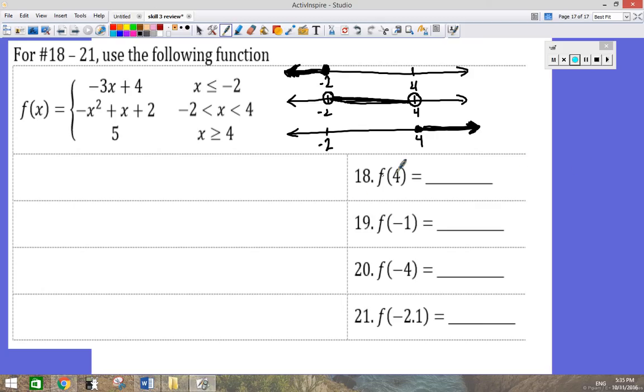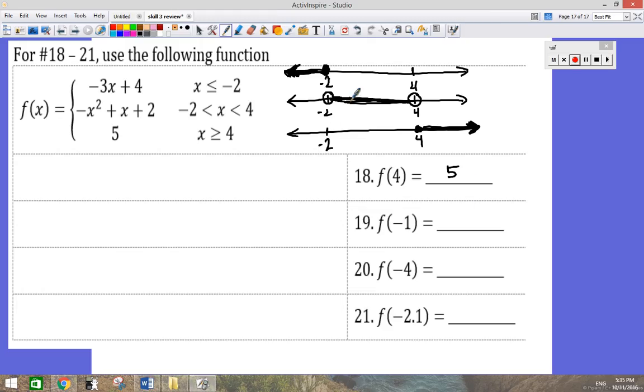So if we plug in 4, we can see right here that 4 is on this number line. It's not on the other two. So I'm going to use this equation. Hey, it's a constant. Plug in 4, you constantly get 5. Plug in any value that's 4 or larger, and the output is constantly 5. Couldn't be easier.